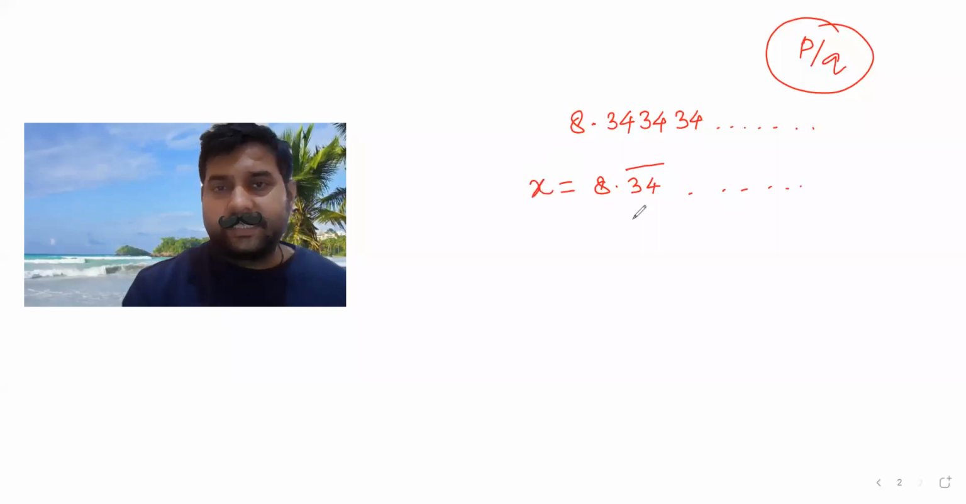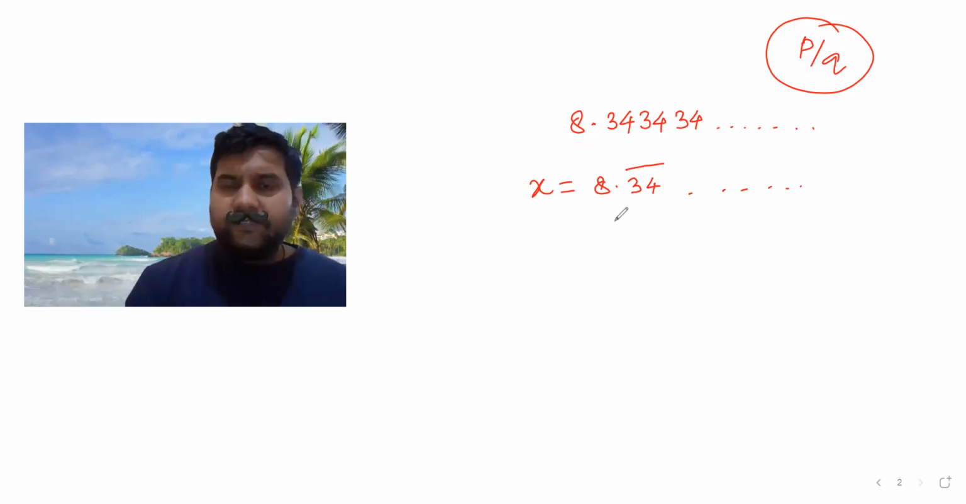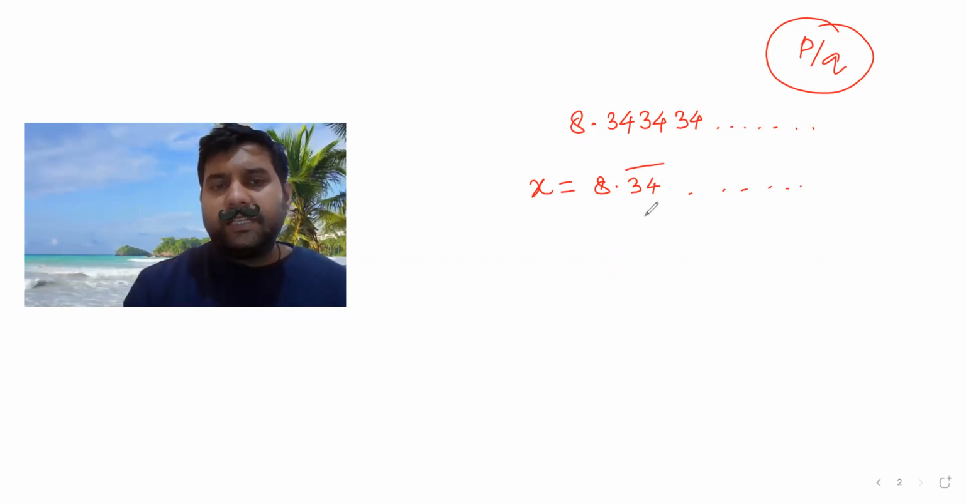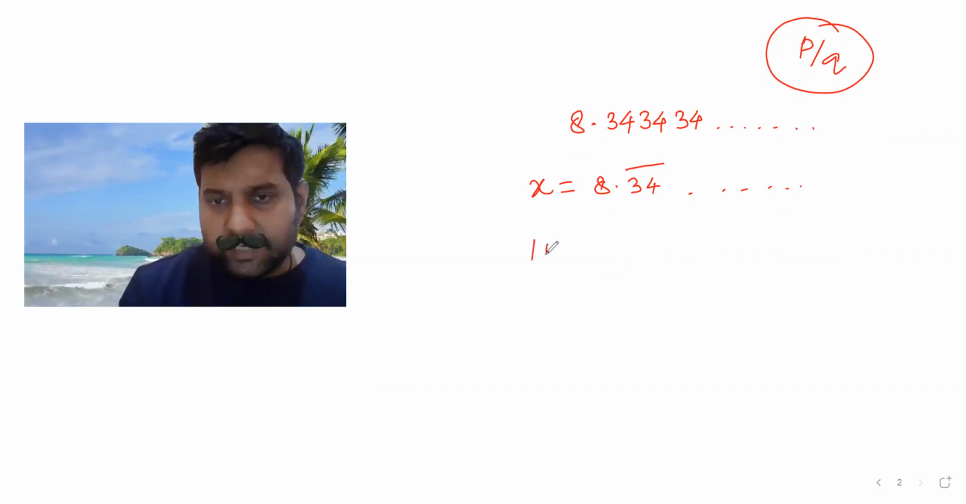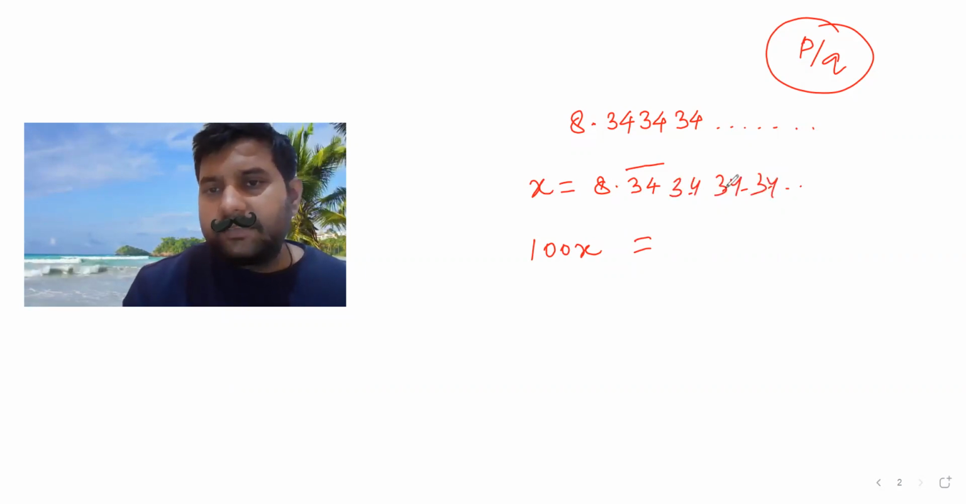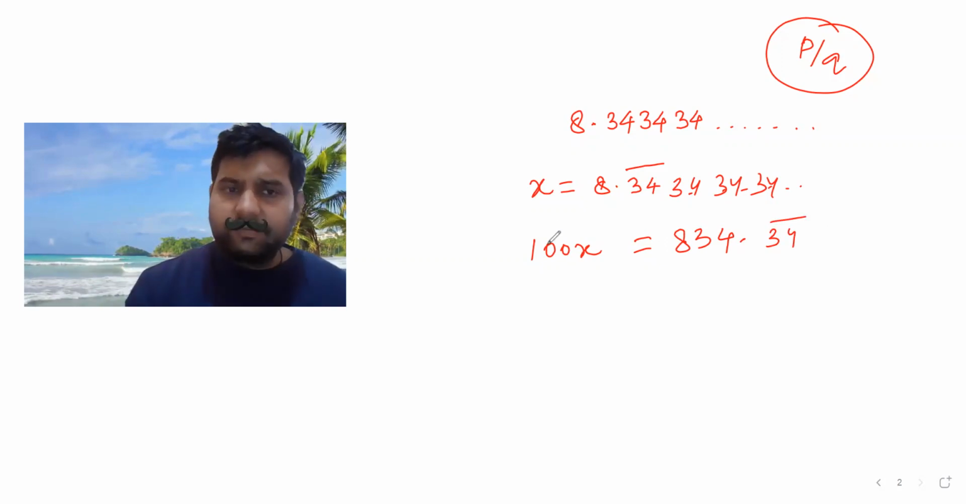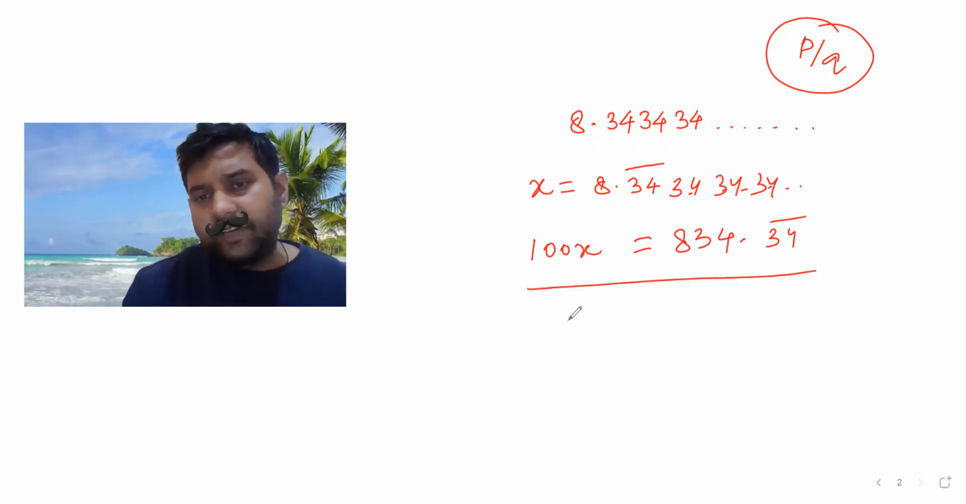Let's assume this number is x. Okay, now we see that the decimals are recurring in bunches of 2 digits, which means 3 4 3 4 3 4. So how many digits are recurring? 2 digits. So if 2 digits are recurring, we will multiply by 100 on both sides. When we multiply by 100 on both sides, this side becomes 100x. This side, 8.343434, you multiply by 100, what happens? It becomes 834.3434. It stays till infinity. And then we subtract these two.